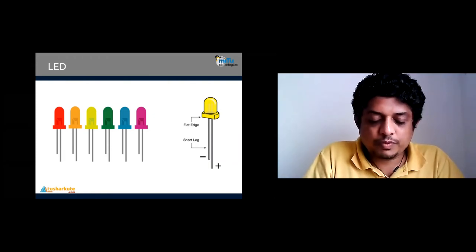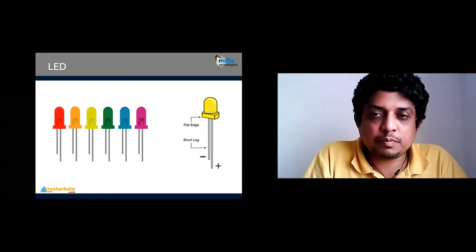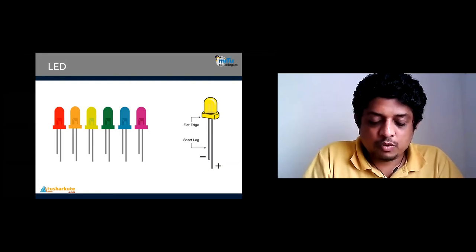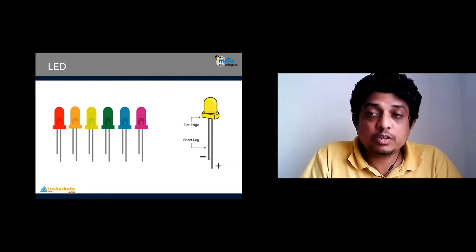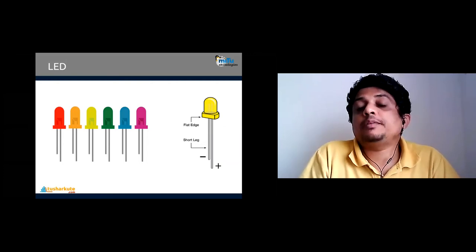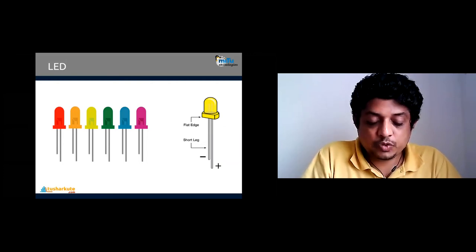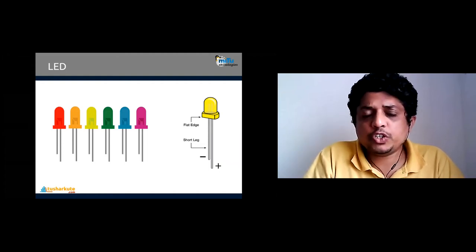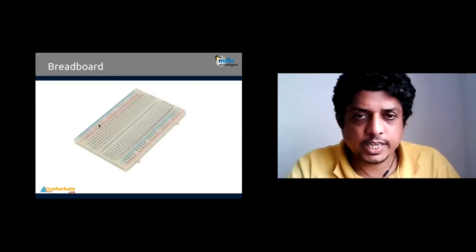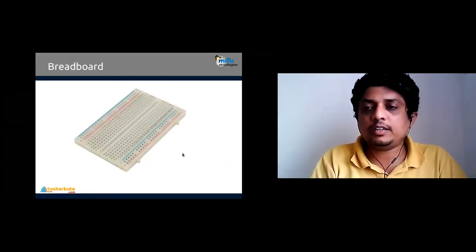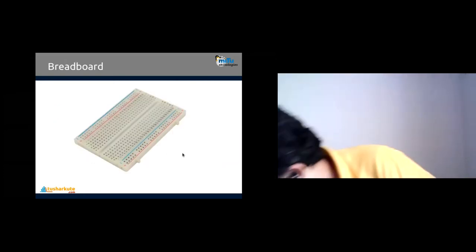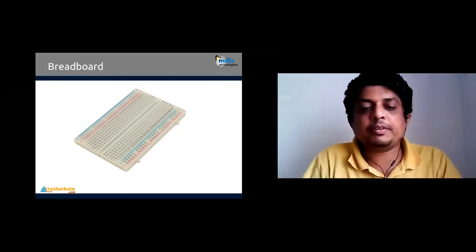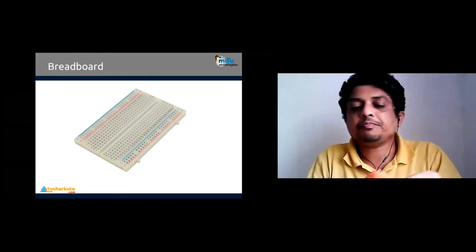And the LED contains two different pins. One is the short pin, which is ground, and the long pin can be connected to the voltage. Okay, so 3.3 volts is sufficient for the LED. And I require another device, which is called a breadboard. Okay, I have a breadboard with me, so you can see this.